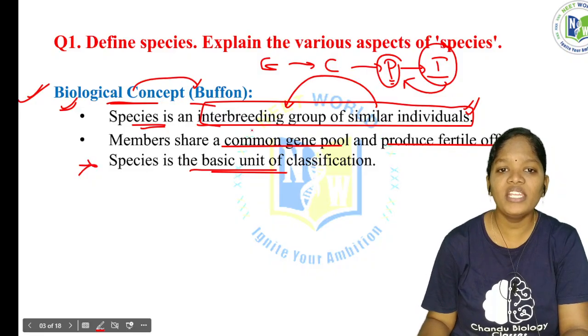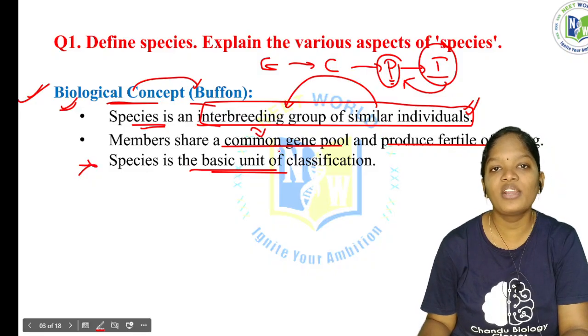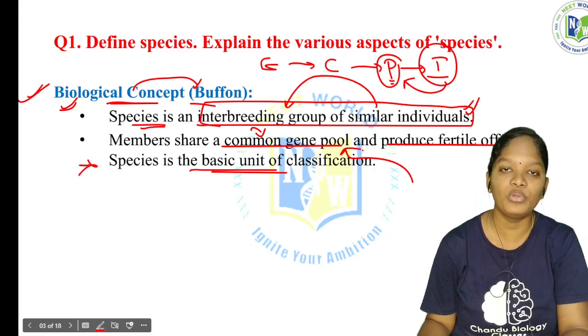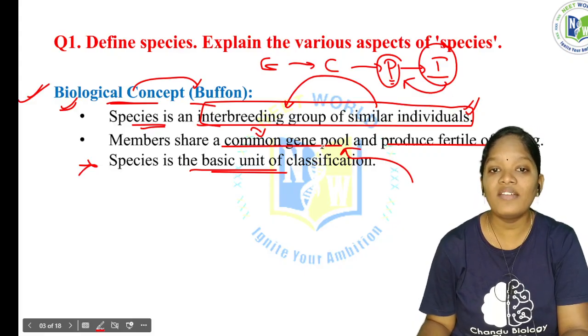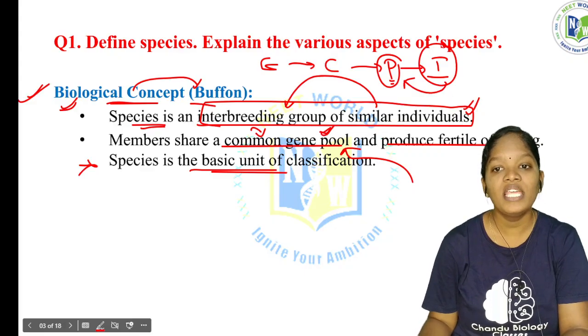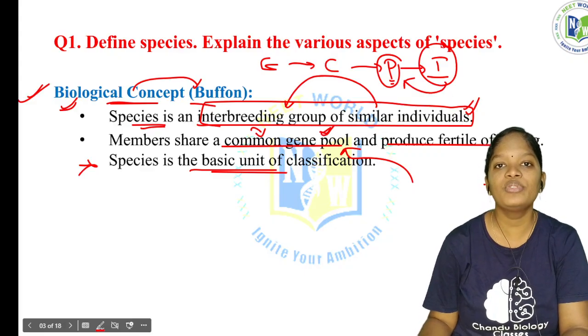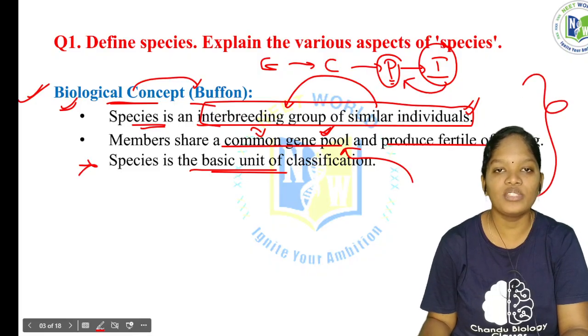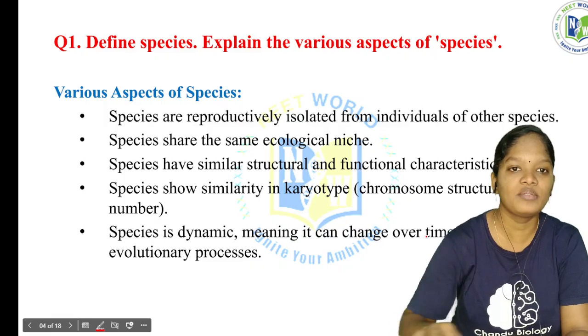They share a common gene pool because the individuals belong to the same species and live in the same area, so automatically they have a common gene pool. As they have a common gene pool, whenever they interbreed among themselves, they will definitely produce fertile offspring. This is the biological concept of the species, the most accepted one.